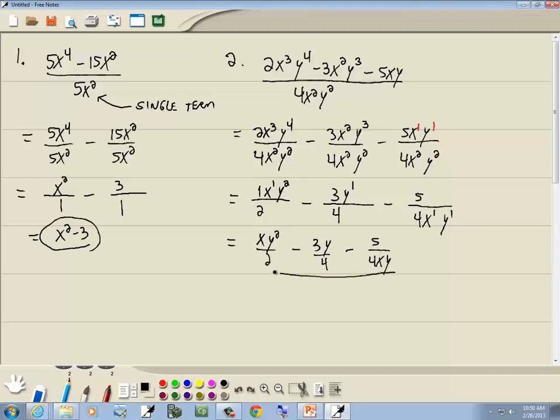And that's our answer. Now, typically, simplified form in math means get a single fraction. So it doesn't always seem like it makes sense, like, why do you do this? Well, this is more of a calculus concept. If you're going on to business calc or calc 1, this is a technique you have to use to solve some of the problems.